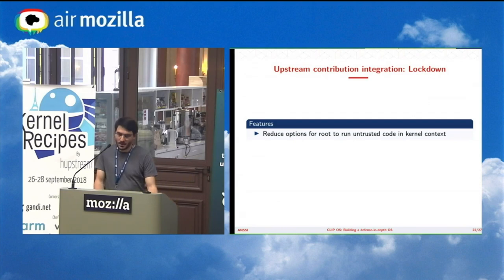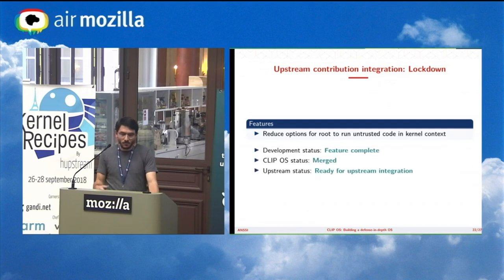A second patch series that I want to take a look at is Lockdown. The main goal of Lockdown is to restrict user space, especially root, from running untrusted code in the Linux kernel. It's fairly straightforward in the patch series. There aren't really complex changes. We think the development of this patch is fairly complete. We merged this patch too in our tree, and we hope that it will be integrated in upstream soon. There are plans for it. It has been submitted. Hopefully soon.